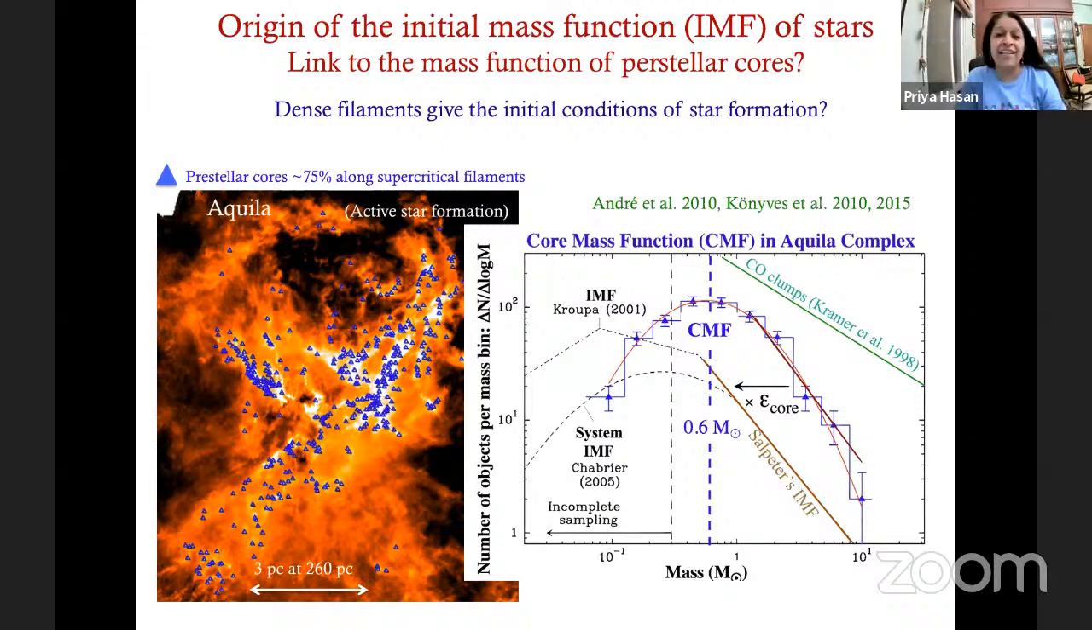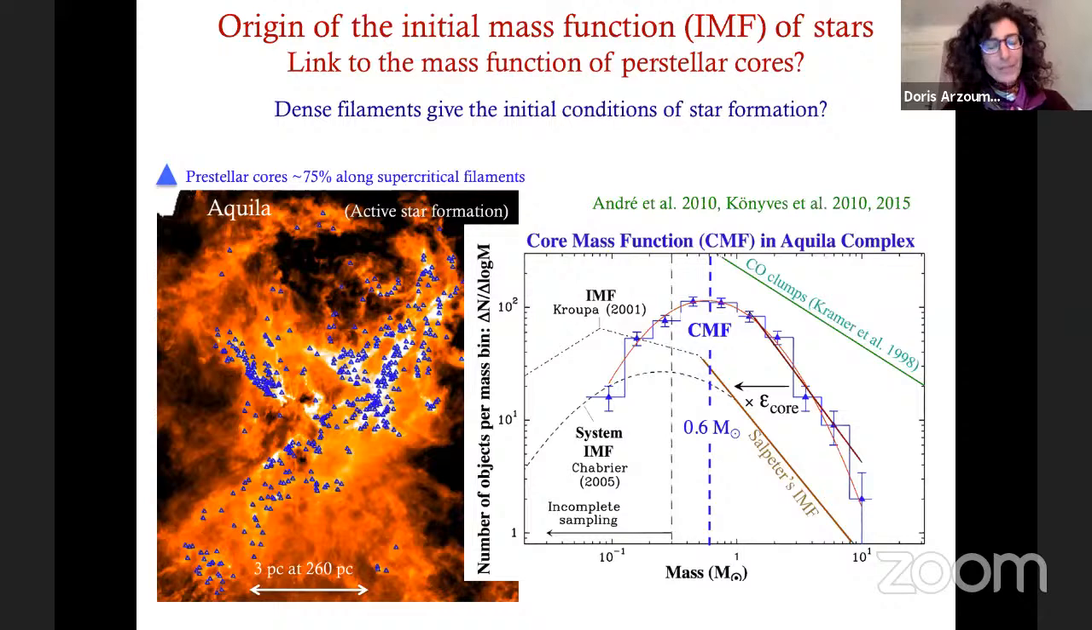Okay, so another one: are there small filaments embedded? Are there embedded filaments? What is their significance in forming bigger filaments? Yeah, so this is also an interesting question.